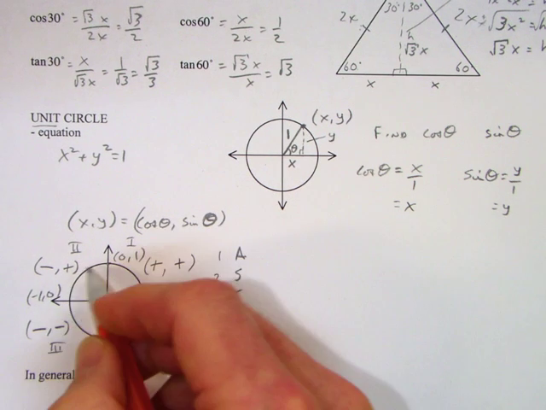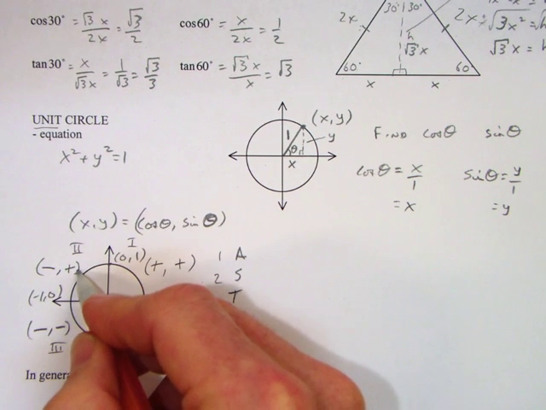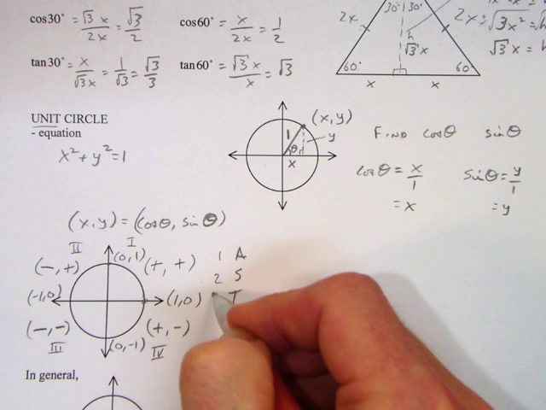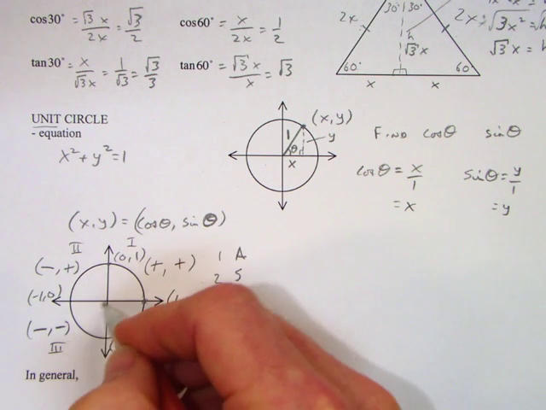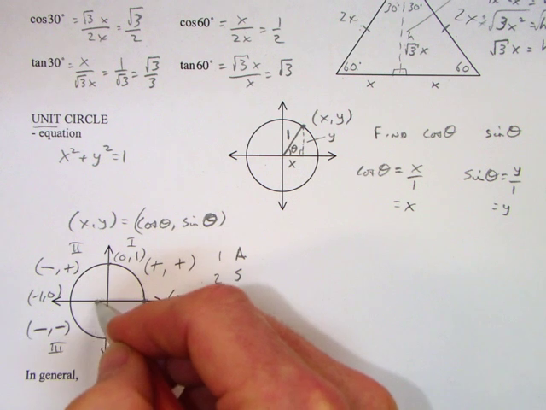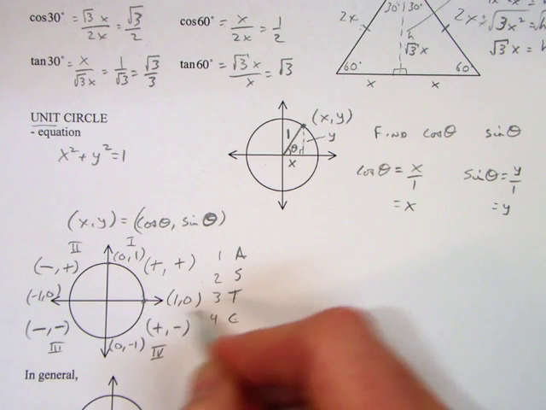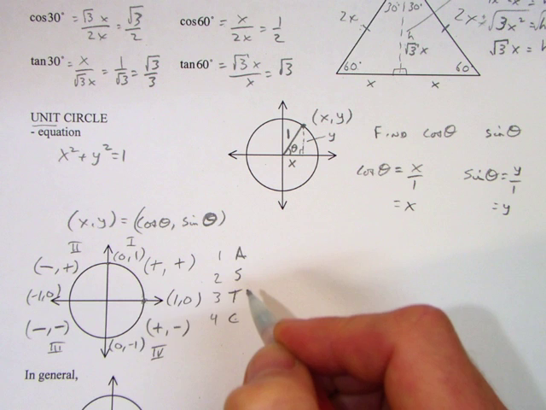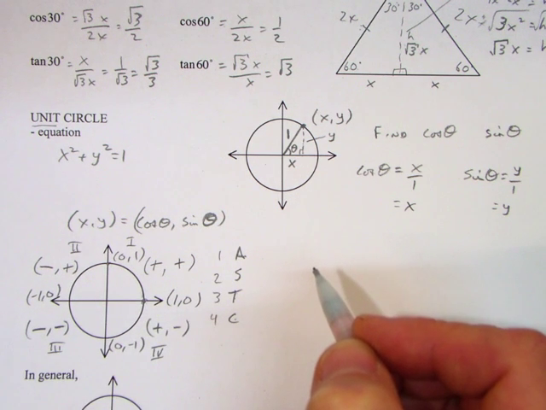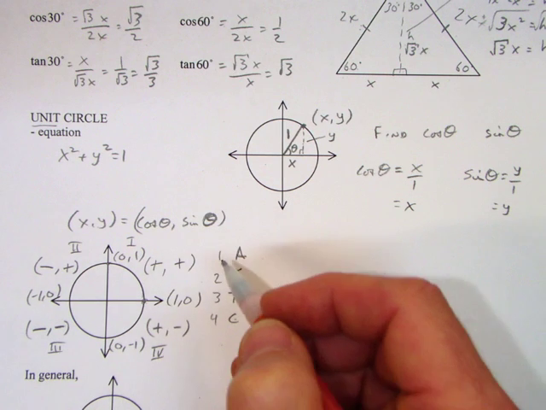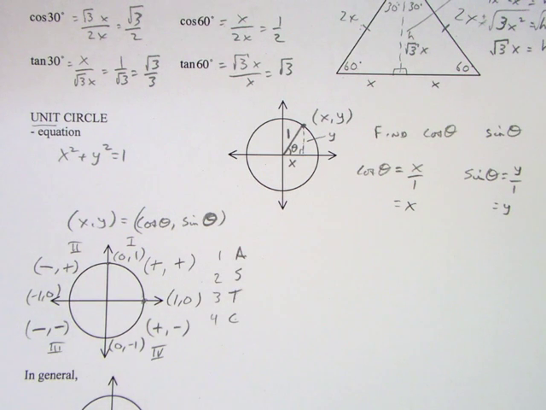What it means is all trig functions are positive in the first quadrant. And in the second quadrant, sine is positive. In the third quadrant, tangent is positive, because when we draw a triangle, it'd be opposite over adjacent, and they're both negative values. In the fourth quadrant, cosine is positive.